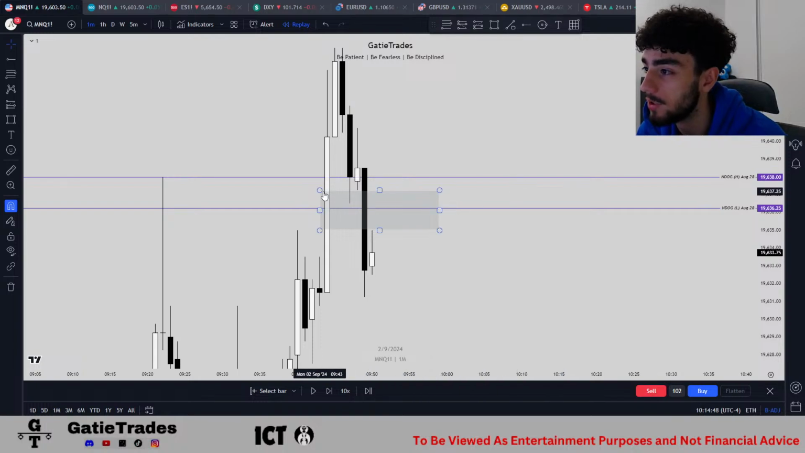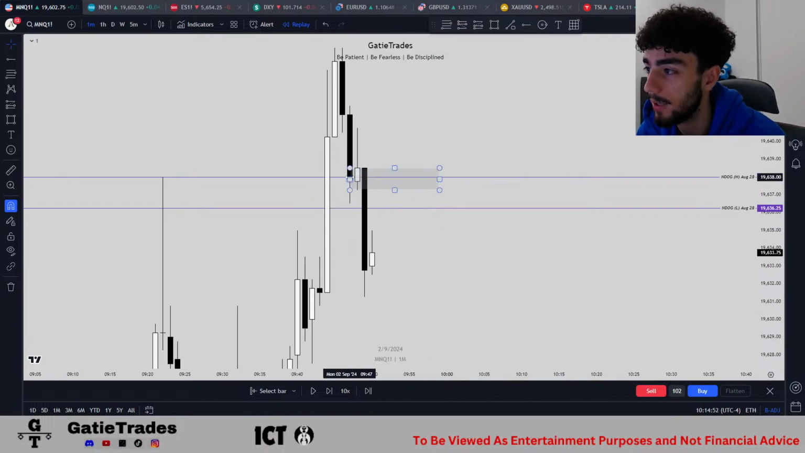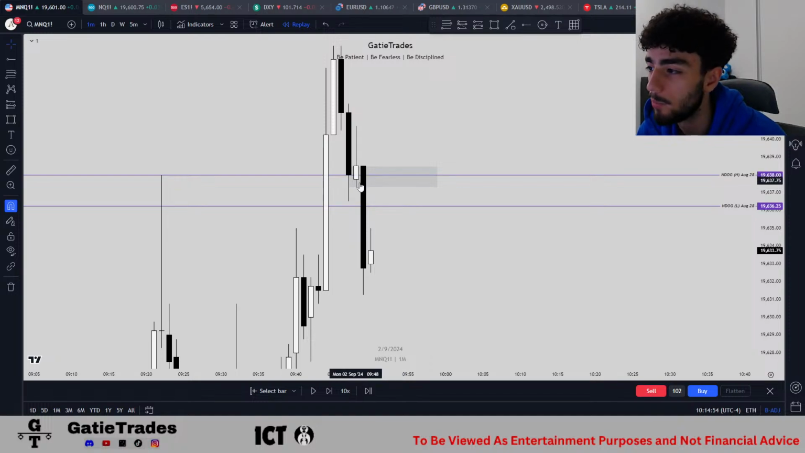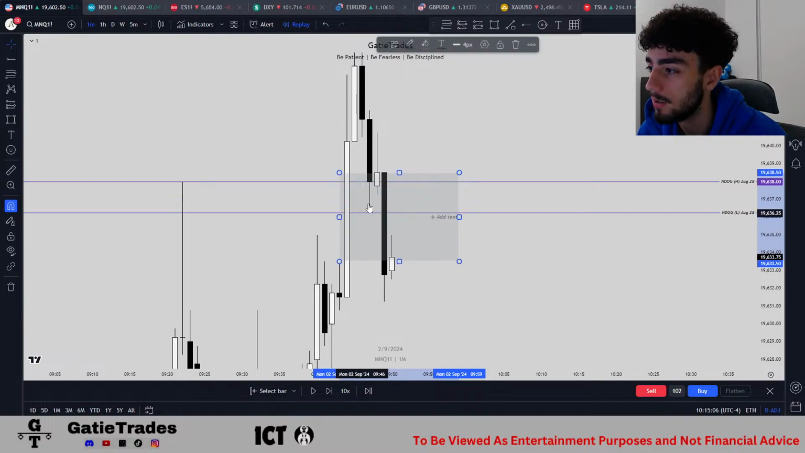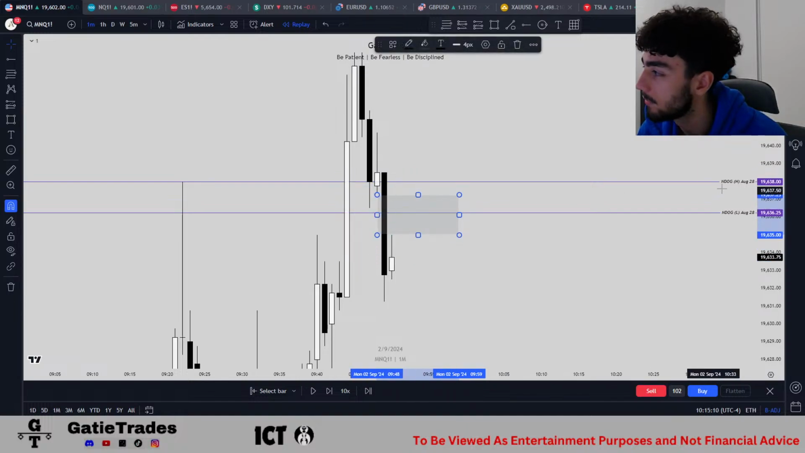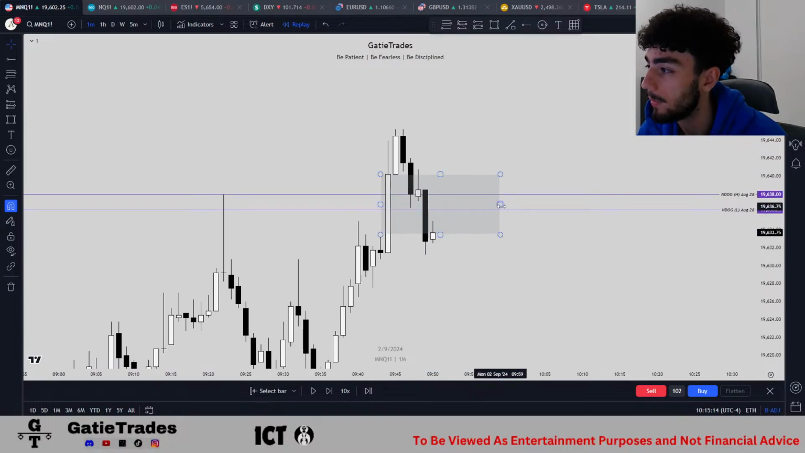I'll tell you what a balanced price range is. This is a balanced price range. Right here. That's a balanced price range. You do not want to see price come back here because this price range is balanced. We came in, delivered all the way up perfectly, and then moved down. This price range, from this high to low, is balanced. This price range is not balanced. Okay, so this is simply an inversion fair value gap.